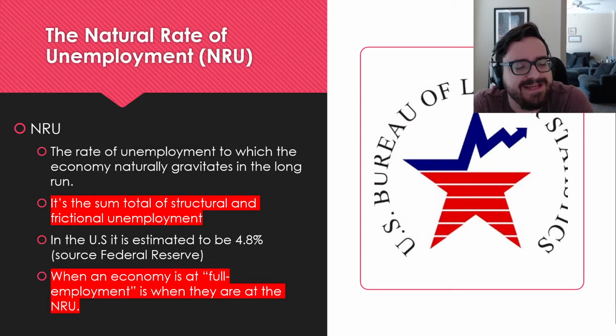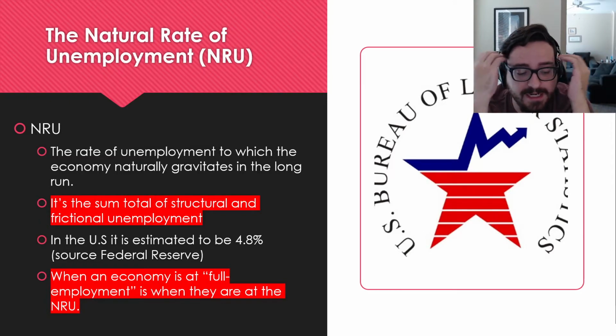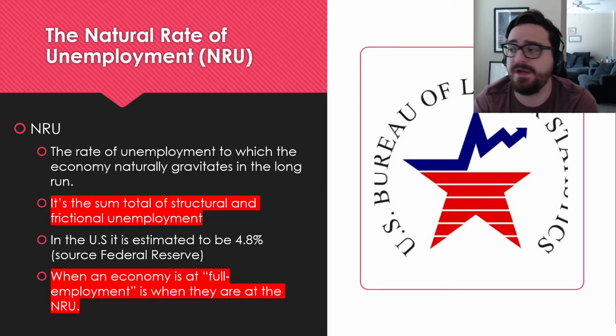But when an economy is at full employment, when we use the phrase full employment in economics, we do not mean 0% unemployment, because I mentioned that would actually be bad. If we had 0% unemployment, we would have no structural unemployment and no frictional. It would mean that we're not progressing technologically or with our demand, and we are not allowing for any economic mobility. You don't want to have 0% unemployment. That's actually a bad thing.